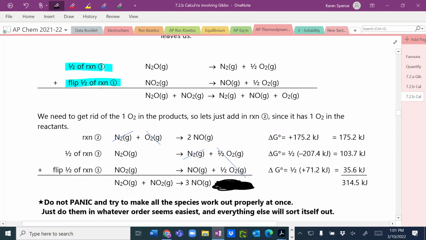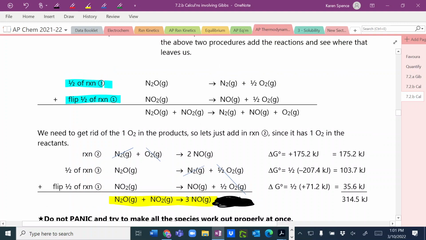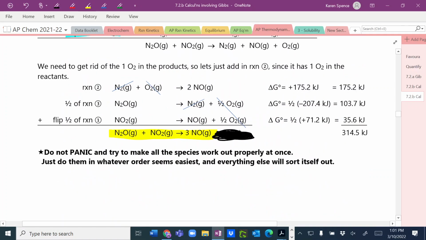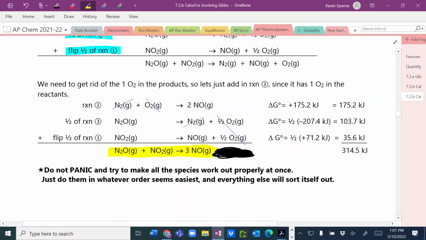So I look at the reaction that I want, which is this one. It's the same one back at the top, up here. N2O plus NO2 gives 3NO. So I want to end up with this.